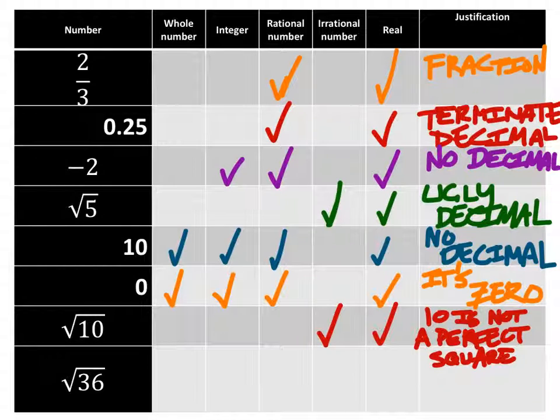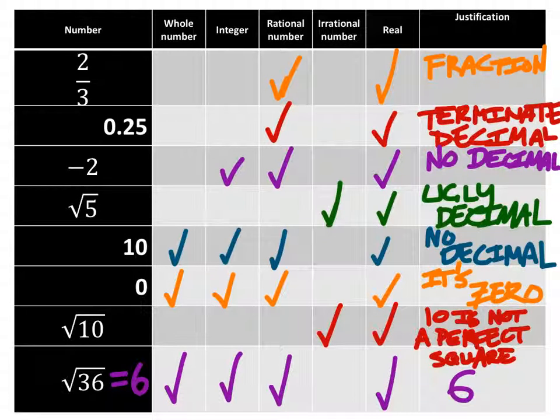The next one, the square root of 36. If we were to plug this into a calculator, we would get 6. So this one is not an ugly decimal. This is a whole value, and that's because 36 is a perfect square. So 6 is a whole number, which is an integer, and it's also rational and real. Why? Because 6.